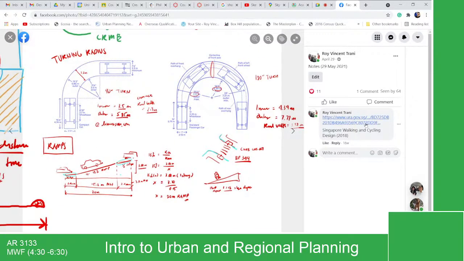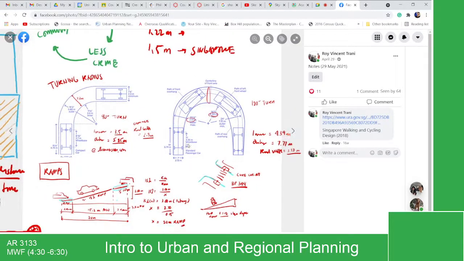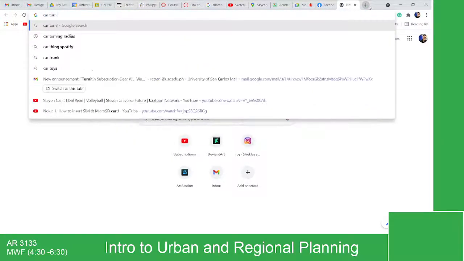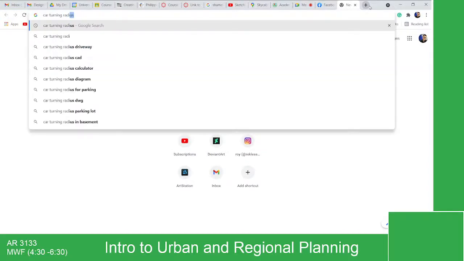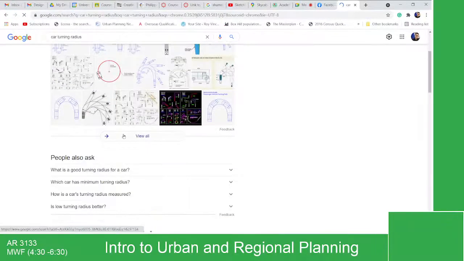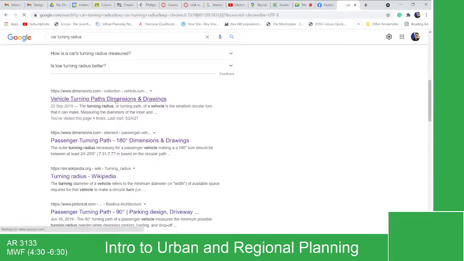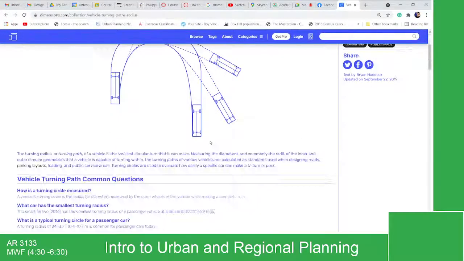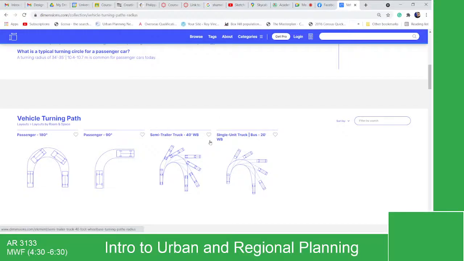Did I write down the source for this? I just found vehicle turning radius on a website. So that's my bonus for you guys. You already know where to find this, and you can put this into your research. 90 degrees and 180 degrees, depending on how you want to design your ramp.